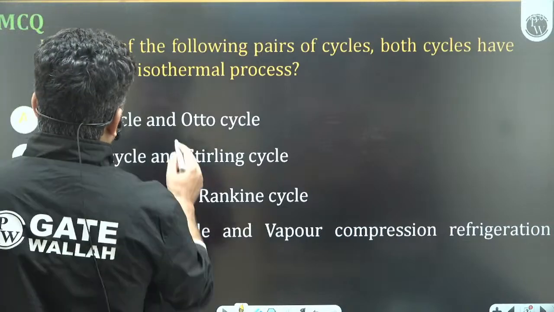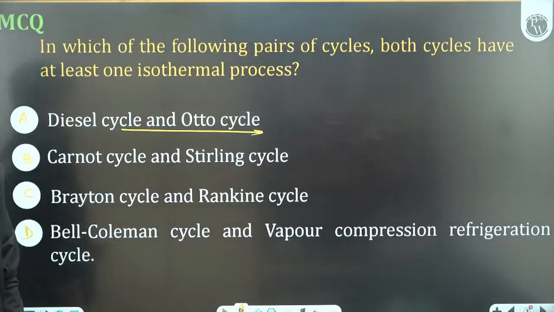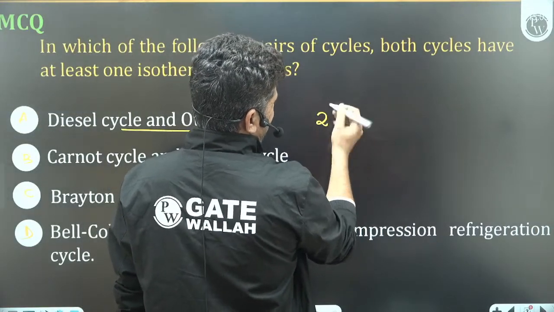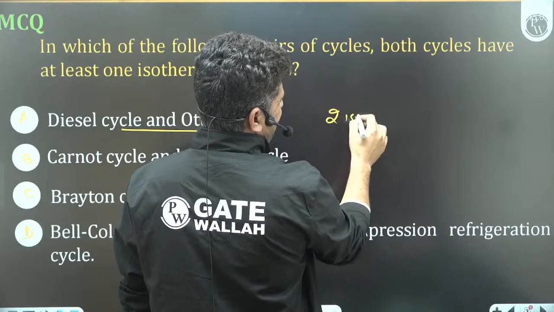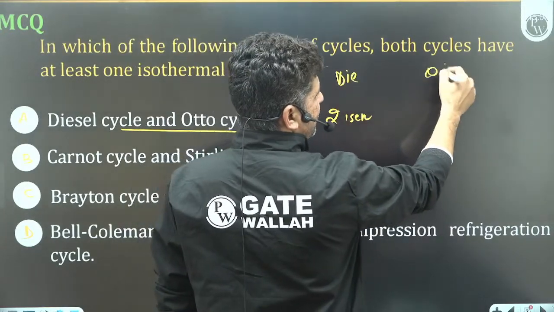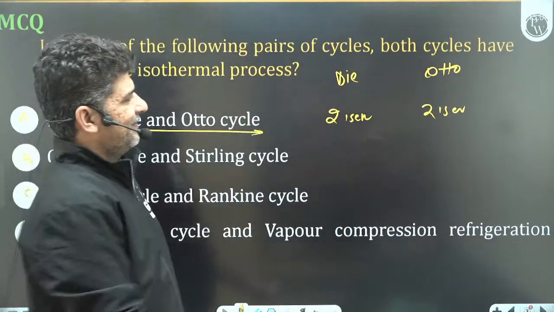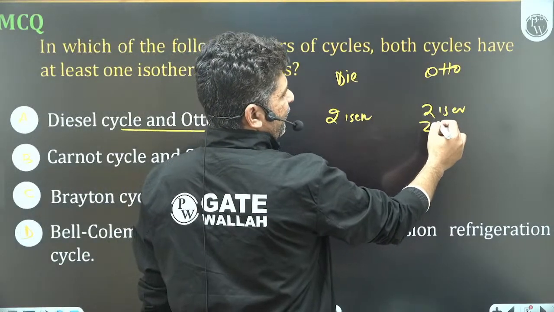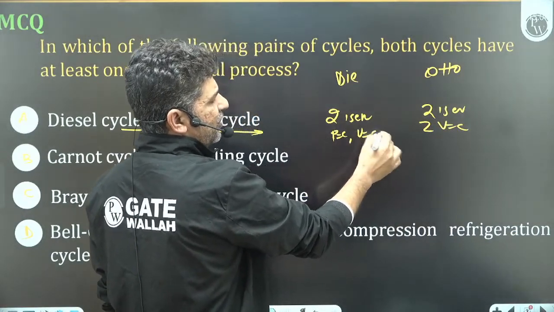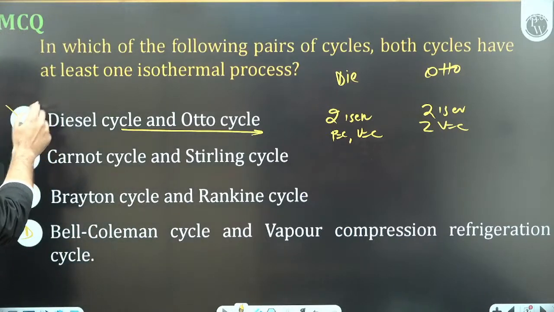Now the diesel cycle and Otto cycle. The diesel cycle has two isentropic processes, and the Otto cycle also has two isentropic processes, this we know. The Otto cycle has two constant volume processes, while the diesel has one constant pressure and one constant volume. So there is no isothermal process in this, so this is wrong.